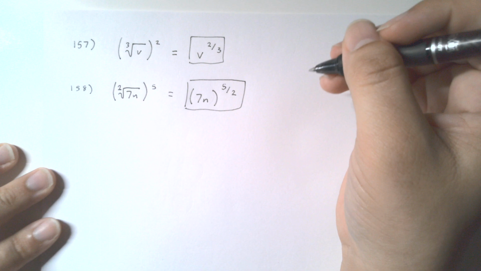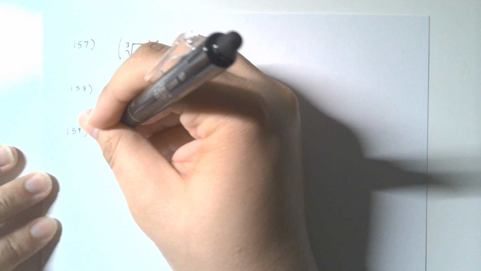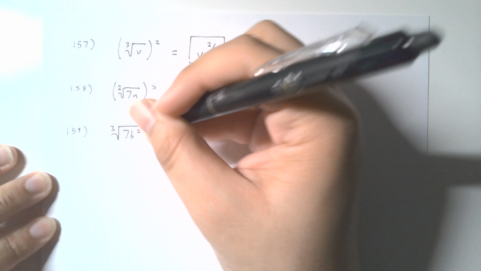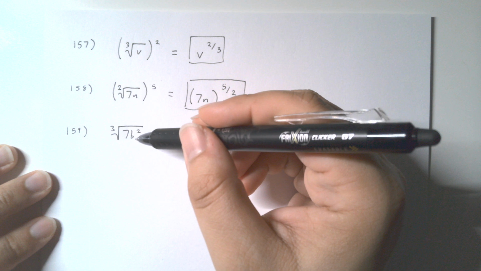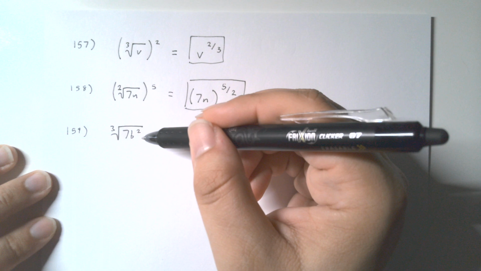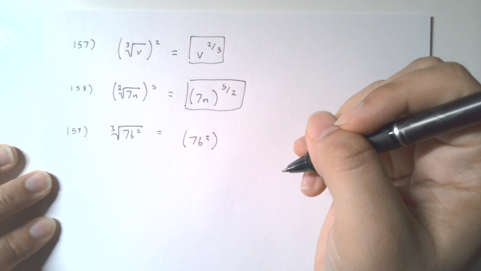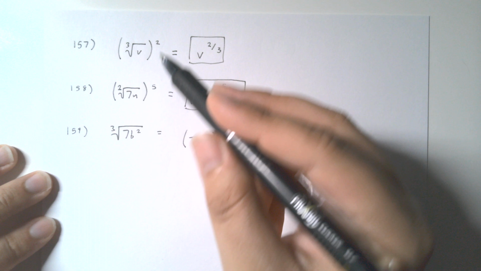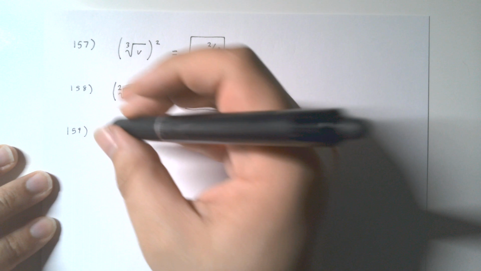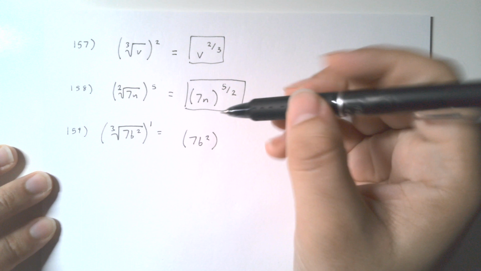For number 159, we have the cube root of 7b squared. Something important to note is that whatever is inside of your radical is going to go inside parentheses. So in parentheses, you put your 7b squared. Now notice that we don't have a number out here for our exponent. Recall that anything to the power of 1 is itself. So really, we have all of this to the power of 1.